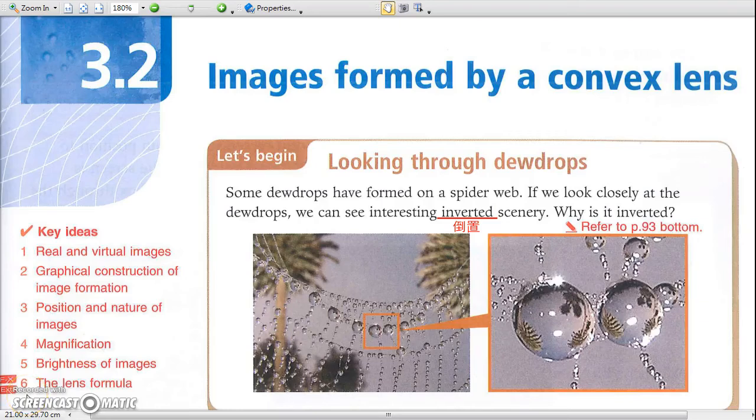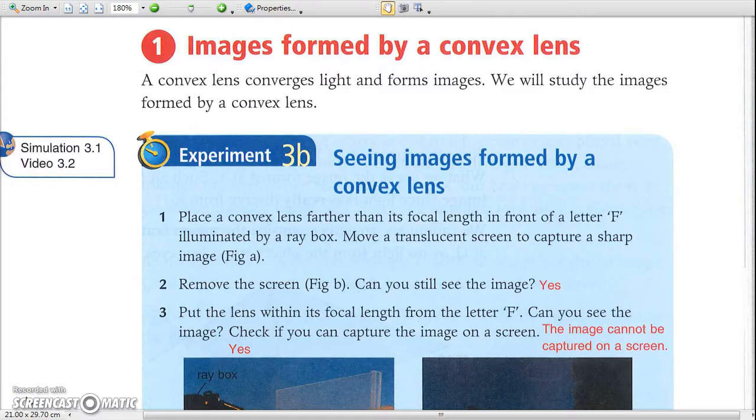3.2 Images formed by a convex lens. 1. Images formed by a convex lens.